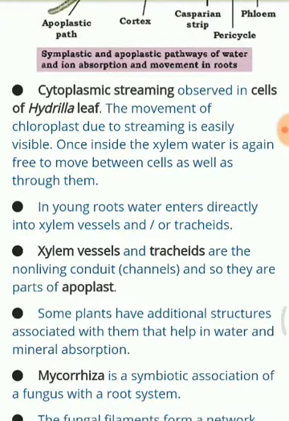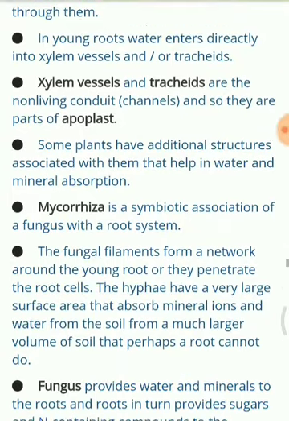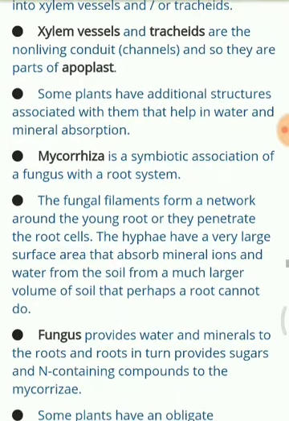Some plants have additional structures associated with them that help in water and mineral absorption. Mycorrhiza is a symbiotic association of a fungus with the root system. The fungal filaments form a network around the young root or penetrate the root cells. The hyphae have a very large surface area that absorbs mineral ions and water from a much larger volume of soil than perhaps a root can.